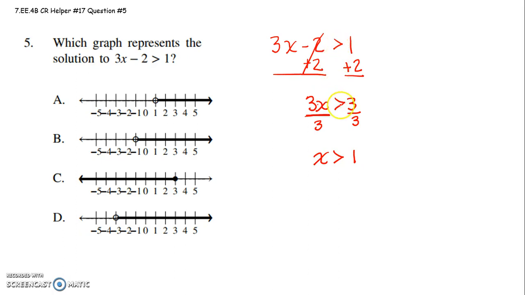Look back at your work. Please be sure that you have your inequality symbol written all the way down and you didn't accidentally go back to an equal sign. All right, so now this says x is greater than 1. We want all values for x greater than 1.